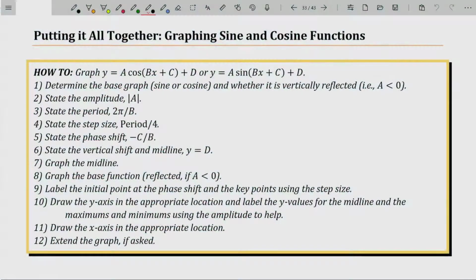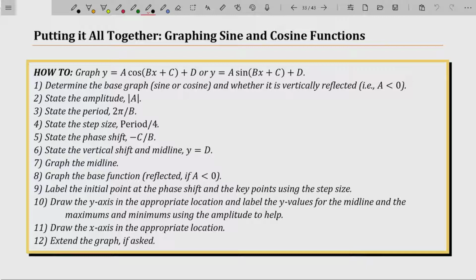Hello, my name is Roy Simpson, professor of mathematics at Cosine River College in Sacramento, California. This video is kind of a summary video for graphing sine and cosine functions. This is putting everything together, making sure that you know how to graph every little piece of the sine and cosine function.